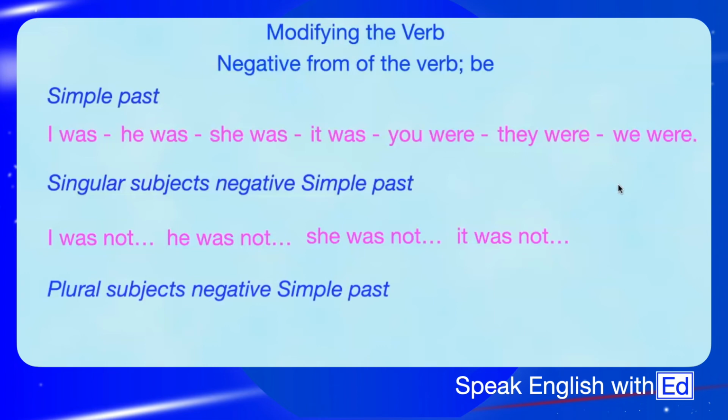When you get plural subjects, you were not. You just add not after the verb. So they were not, and we were not. You were not. They were not. We were not doing whatever you were doing, or in whatever the remaining part of your sentence is. But to make it negative, you just add the word not. They were not. I was not. He was not, etc. Just as simple as that.